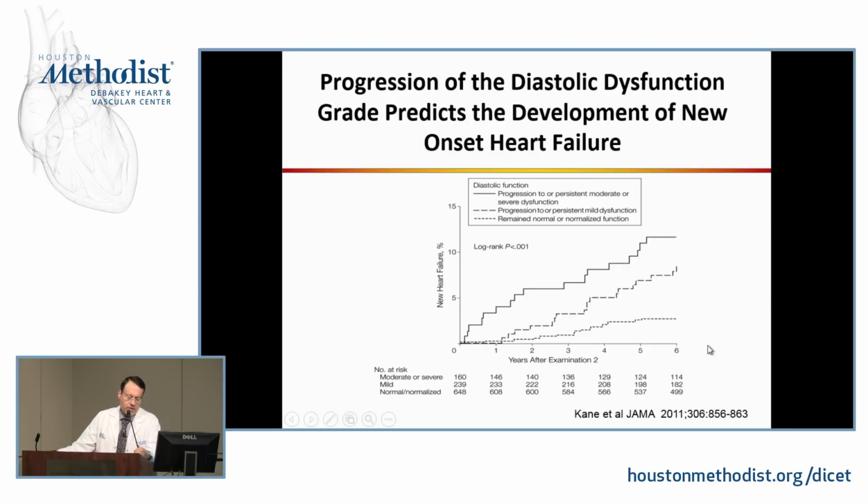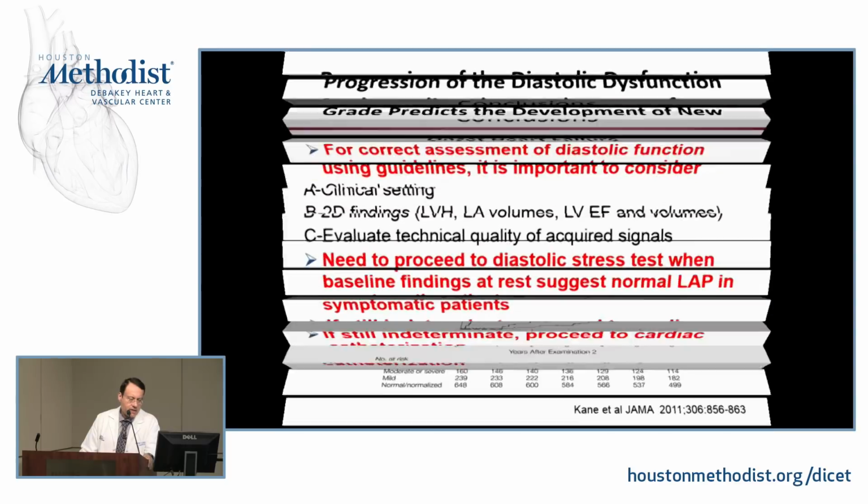This is an epidemiologic study from the Mayo Group, where if a patient had progression to persistently moderate or severe diastolic dysfunction, the heart failure event rate was on the order of 11 to 13%. If they progressed from normal to a mild dysfunction, so now we are talking about impaired relaxation, normal LAP pattern, the heart failure over that period of time was 7%, whereas if they stayed normal or were abnormal but became normal on follow-up on a repeat echocardiogram, the heart failure event rate was on the order of 2 to 3%. So it makes a difference.